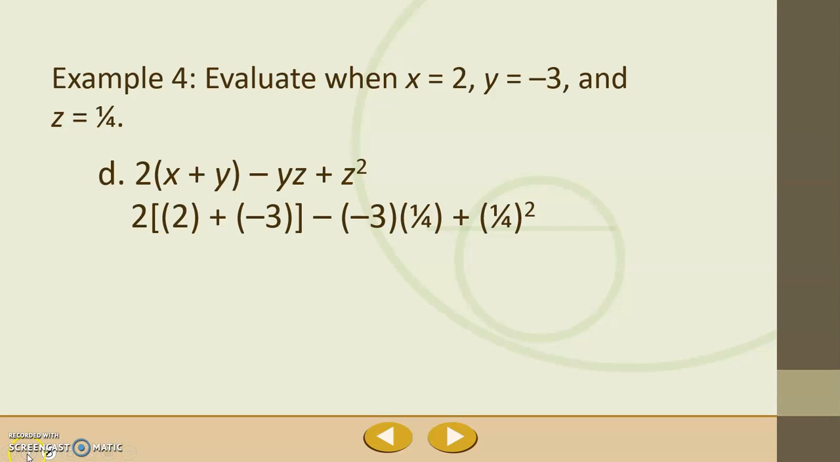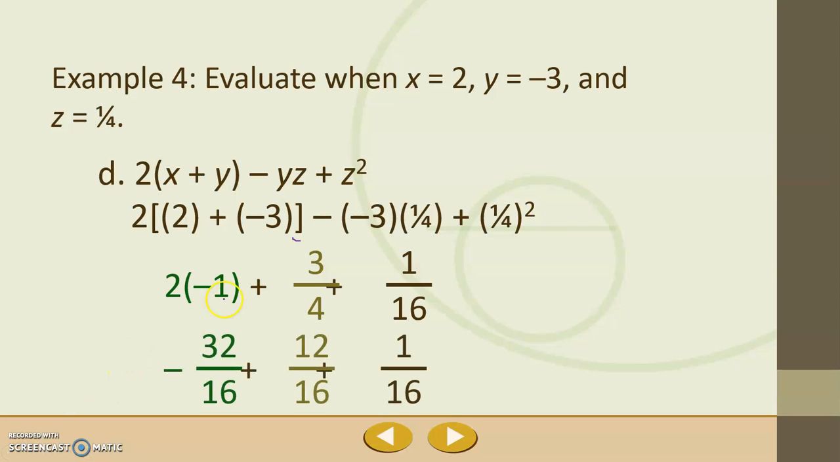Notice that we did use parentheses every single time we made a substitution, even inside those brackets. It's really important to use parentheses when you make substitutions. We end up with some fractions here, so we're going to have to find a common denominator. And our common denominator is 16. Changing everything into fractional form, we end up with 19/16, which cannot be reduced.